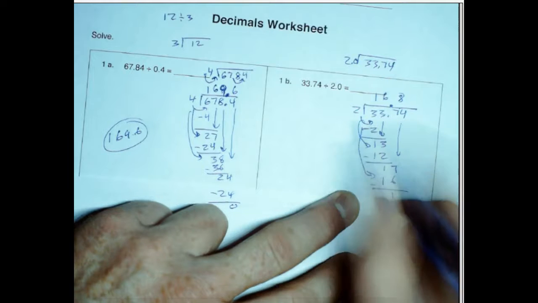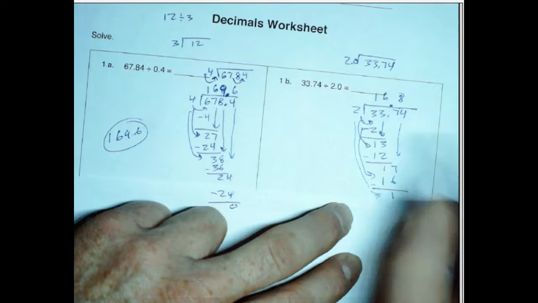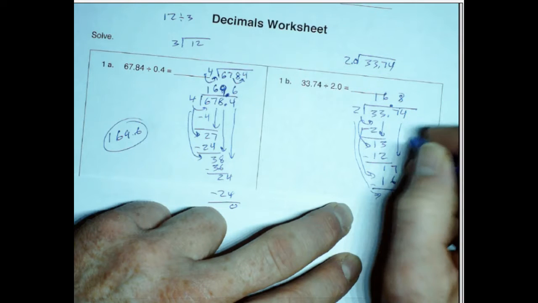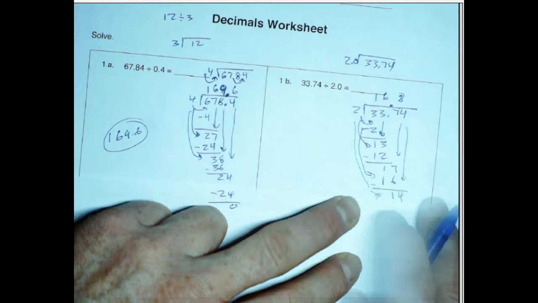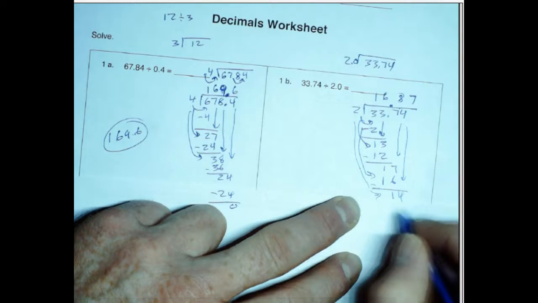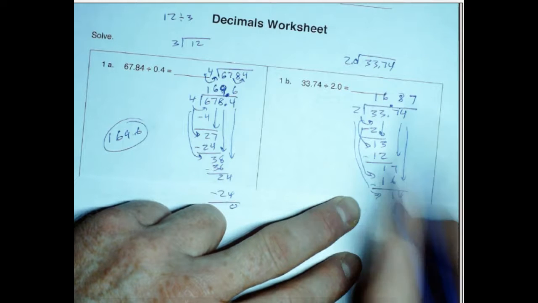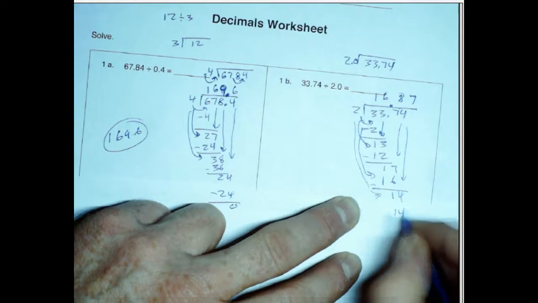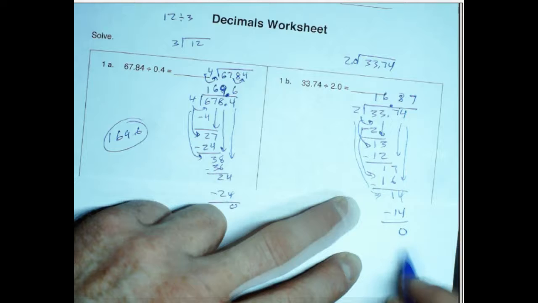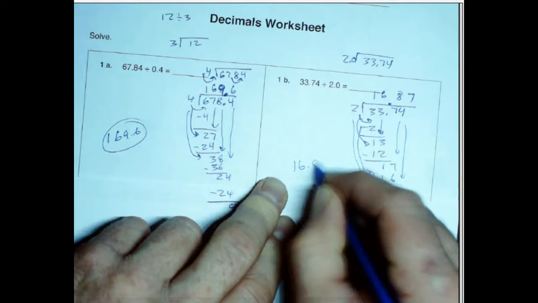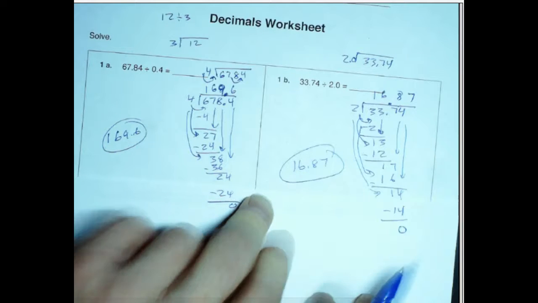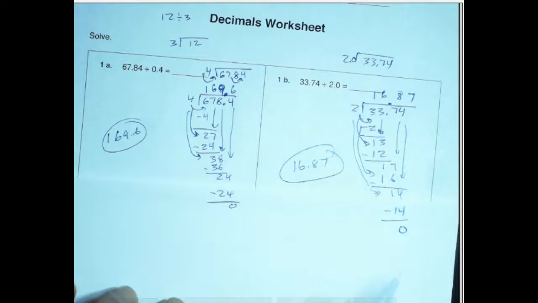2 doesn't go into 1, but I can bring down that 4. And 2 goes into 14 7 times. So 7 times 2 is 14. I can subtract that out, and I've got 0. So my answer is 16.87.